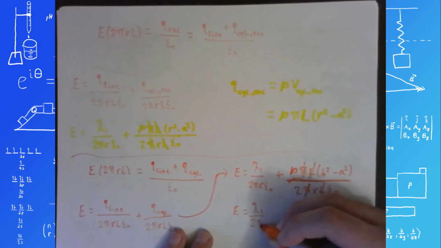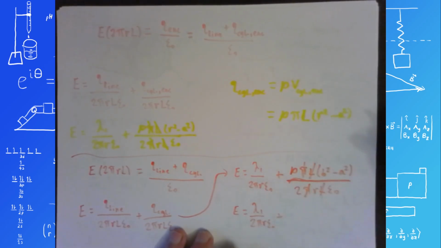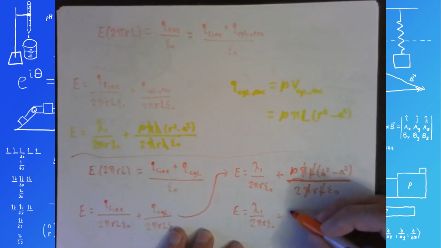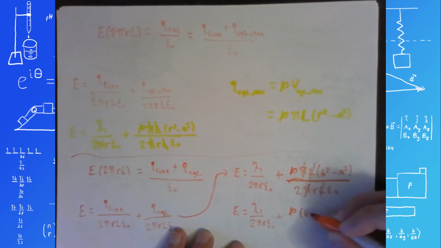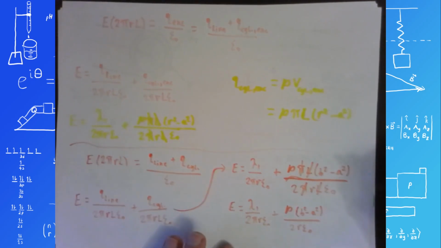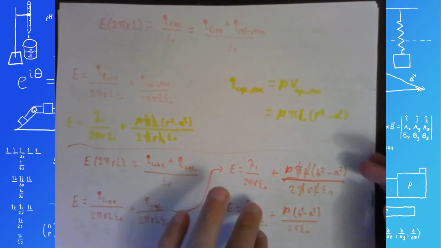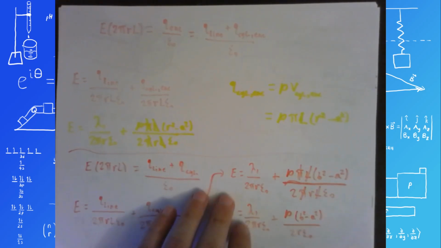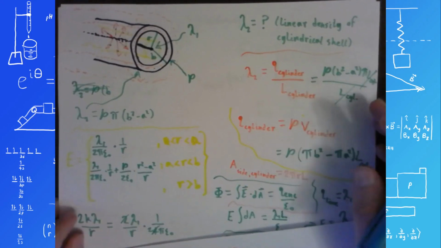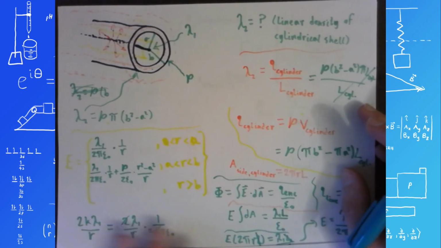lambda times 1 over 2 pi r epsilon naught, plus I'm going to have rho (b squared minus a squared) over 2 r epsilon naught. And for each of these I'm just going to move the 1 over r outside so that my constants are grouped separately from my variables. But otherwise, it doesn't look too different from what we had for our second region of interest.